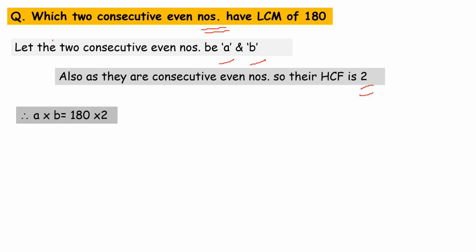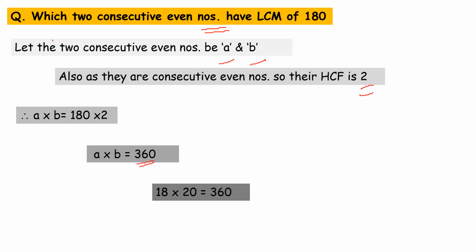Now A into B is equal to 180 into 2, 180 because it is the LCM given. So 180 into 2 is 360. So A into B is 360. Now we need to find in which table 36 is there. We know 18 times 2 is 36. So we can say 18 into 20 is 360. Correct. So the two numbers are 18 and 20.